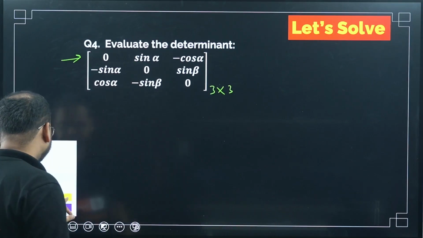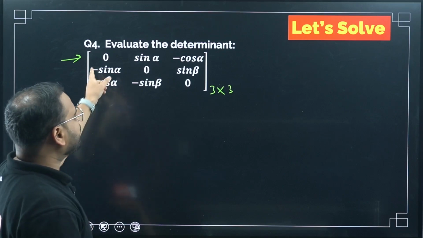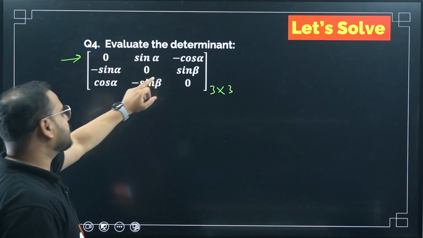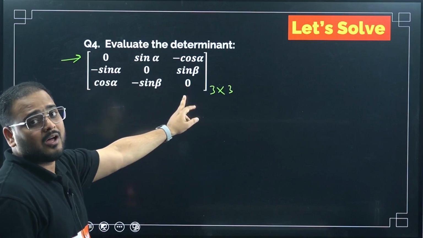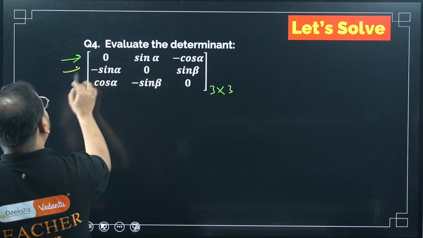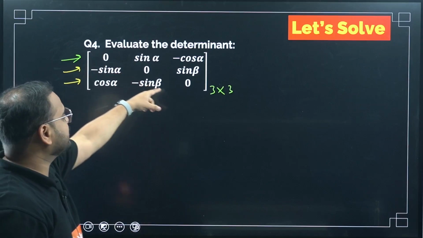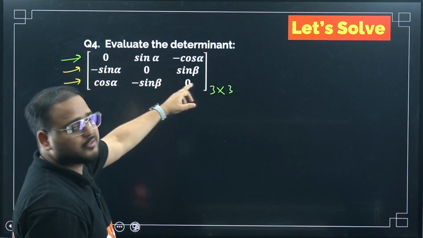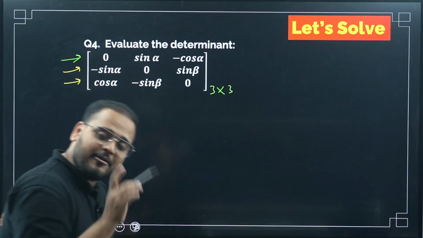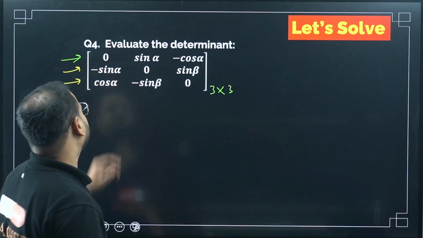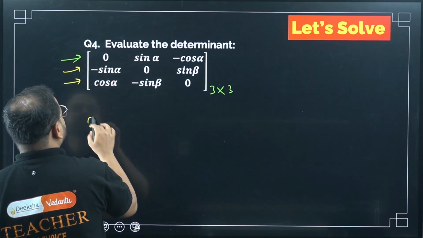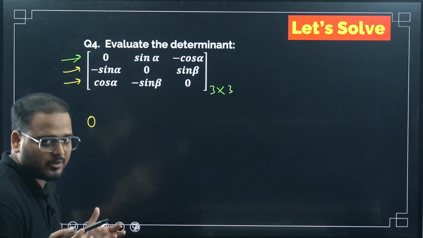Okay, let's see this. I have only one 0. If you see the first row, only one 0. Second row also only one 0. Third row also only one 0. Again, we are taking individual rows, sir. We don't take one 0 from here, one 0 from here, one 0 from here. No. Whatever row I'm taking, I have to do for all the elements. So let's do it for the first row. For the first one, 0 times what do we do?